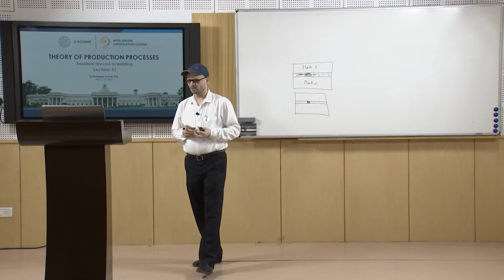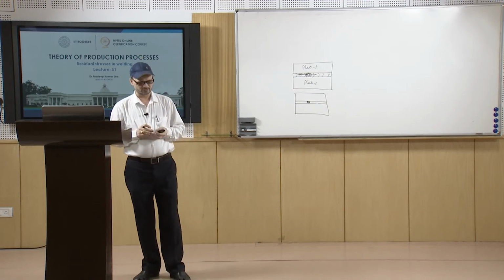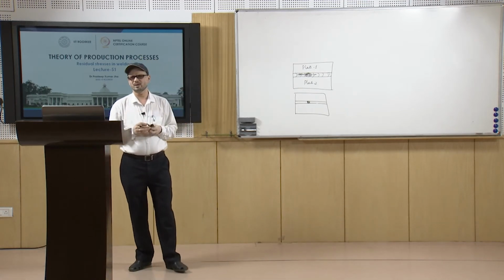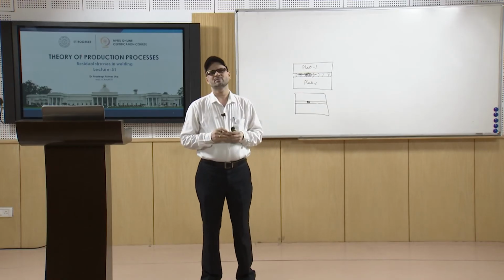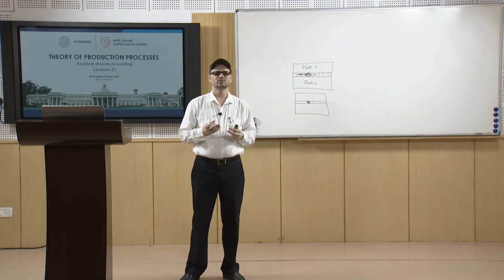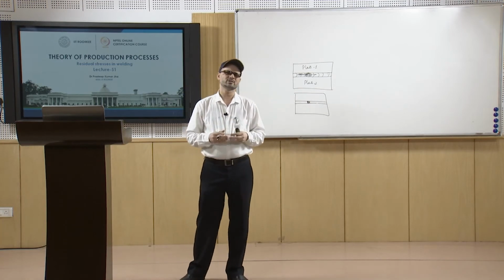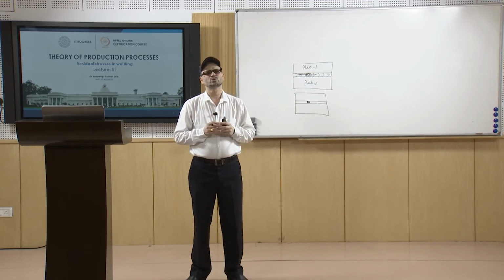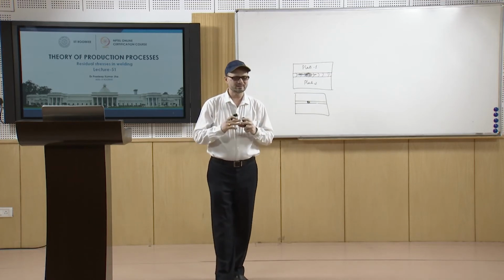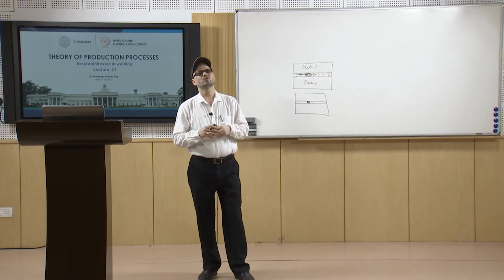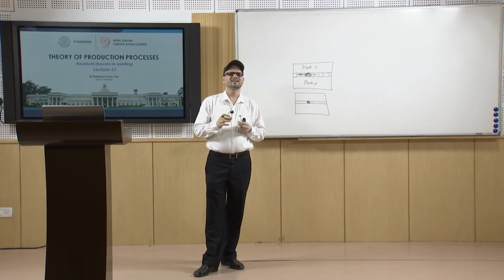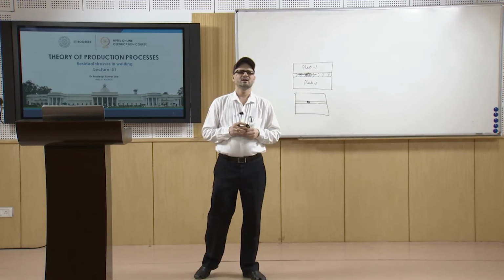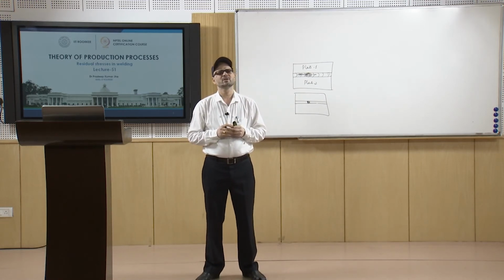Now, let us discuss the effect of these thermal stresses. Once developed, they can cause distortion of the workpieces when welded. When you are doing the welding, because of the development of these thermal stresses, and the large temperature to which it is subjected, that can lead to the formation of residual stress, and because of that even the material can be distorted, it can be out of its shape. If the residual stress level becomes of larger value, then that may distort the material. That can also cause distortion of the welded object during machining.